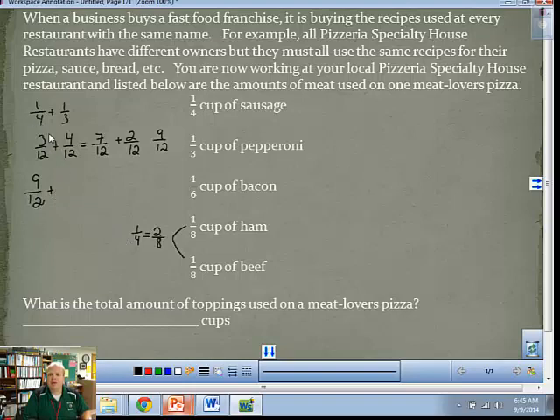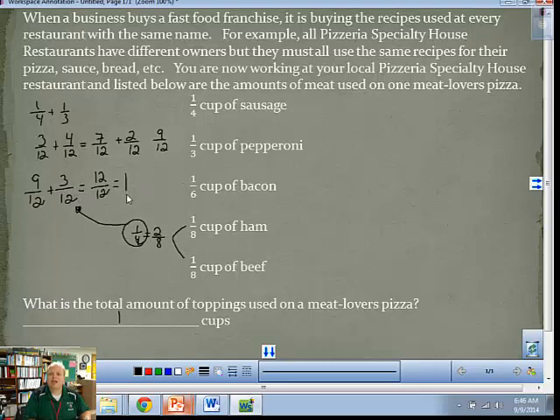plus, remember my 1/4 is the same as 3/12. I add those, and I get 12/12, which equals 1. Okay, so what is the total number of toppings on a meat lover's pizza? It is 1 cup. Remember, when you're adding fractions, you have to have common denominators all the way through. And once I do that, whatever I do to the bottom, let's do to the top. Once that is done, then I can just add the numerators.